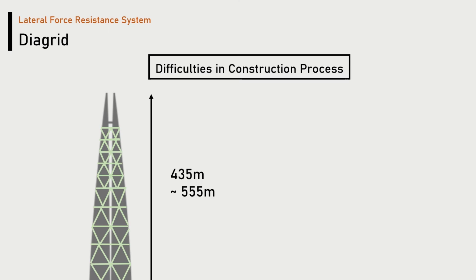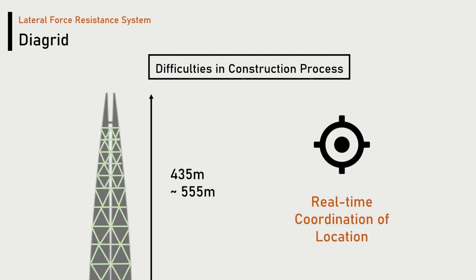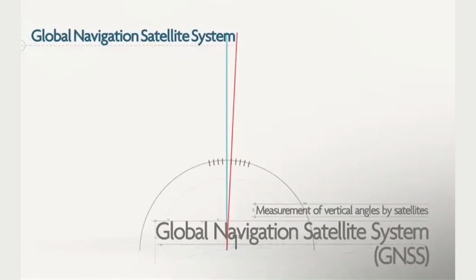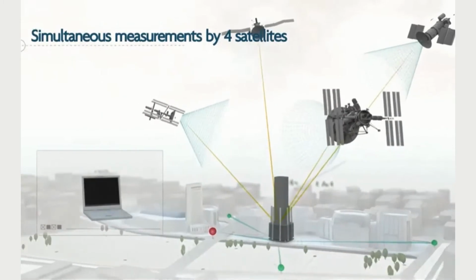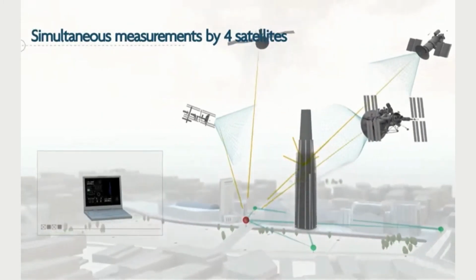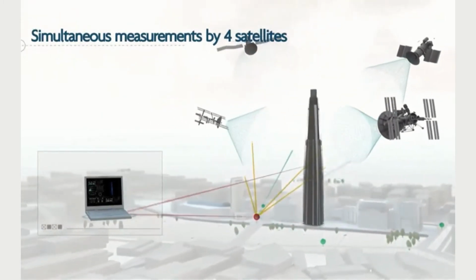Just installing the tower crane didn't mean every work went smoothly. Due to the height of the work site, the effect of wind was unavoidable. Due to the wind blowing in real time, it is necessary to coordinate the location of the diagrid in real time. So, a GNSS system with simultaneous measurement of vertical angles by 4 satellites and clinometer measurement are applied during construction.